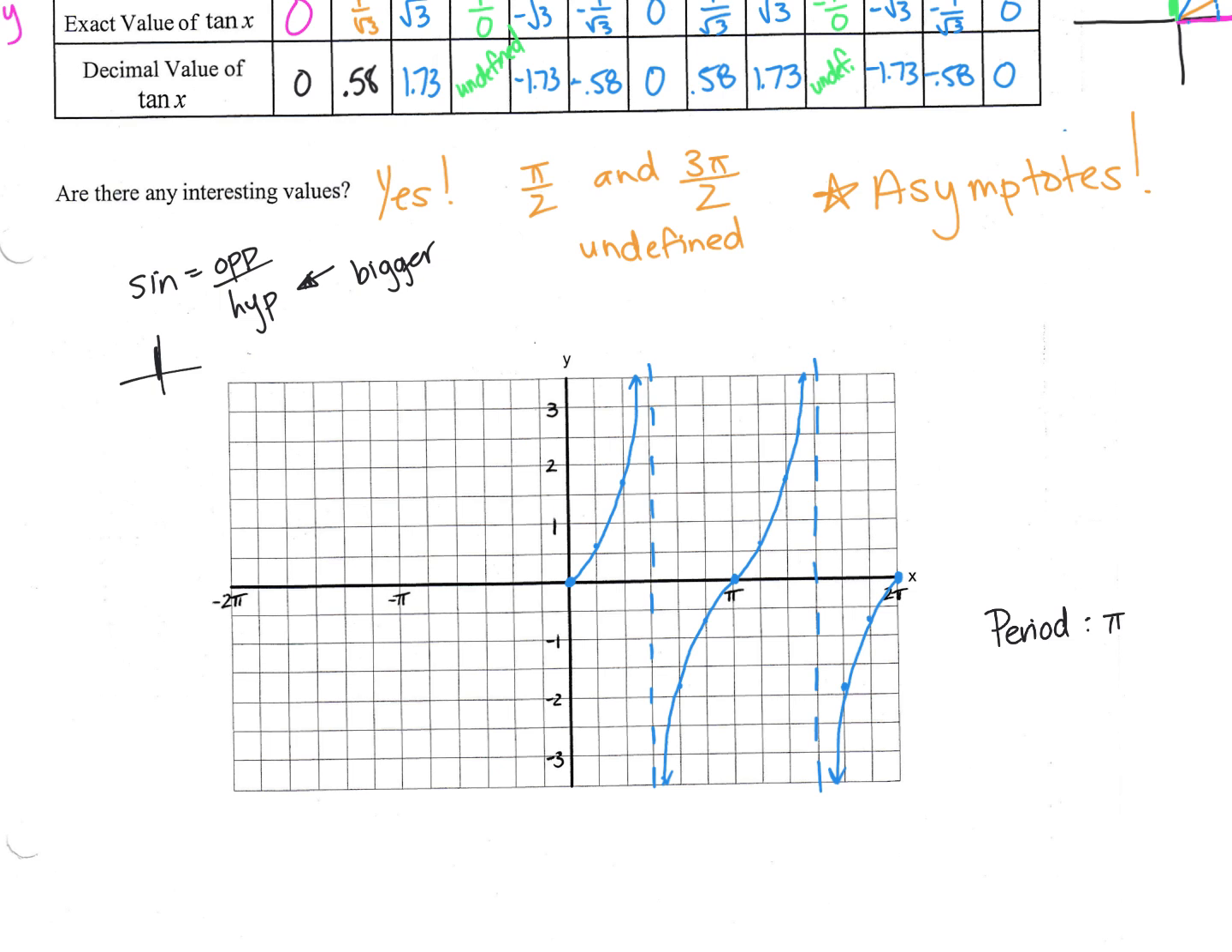It's only when our numerator is bigger than our denominator that we will have a number that's bigger than 1. Is everybody okay with that?